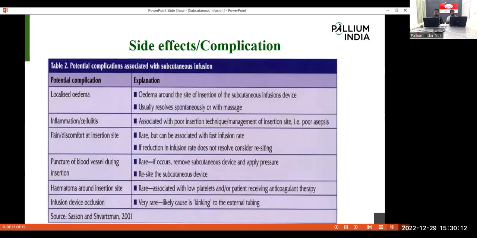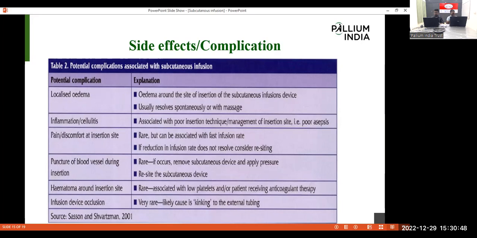Then these are the side effects and complications. First one, as I already told you, is localized edema. Mild edema is normal. Only if the edema is not subsiding or resolving do we need to address it, as it is an excess edema. If it is not subsiding, we can resolve it spontaneously with a gentle massage on that area, and we can solve the localized edema. Then any inflammation or cellulitis.